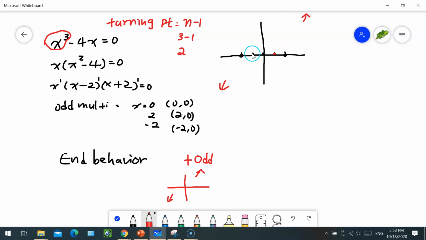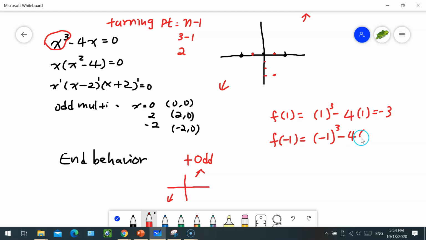Between this point here and here, I need to get more information about the y-axis. Instead of using symmetry, I like to just pick a point and substitute into the function to see what the y value is. For example, f of 1. I substitute x equals 1 into the function. It gives us negative 3. So x equals negative 1, substitute back into the function, it gives us 3. So that means they are symmetric with respect to the origin between this interval.